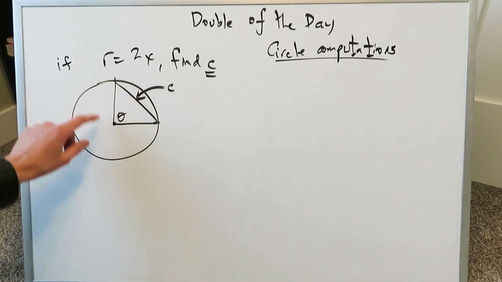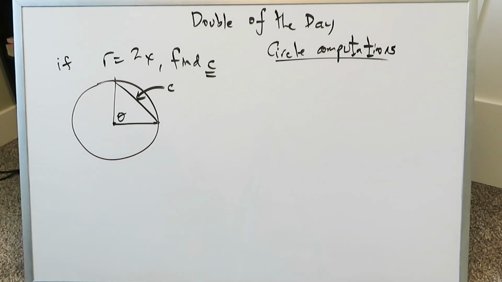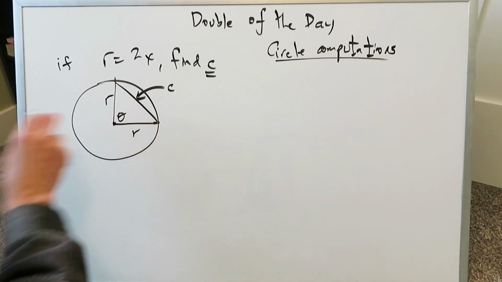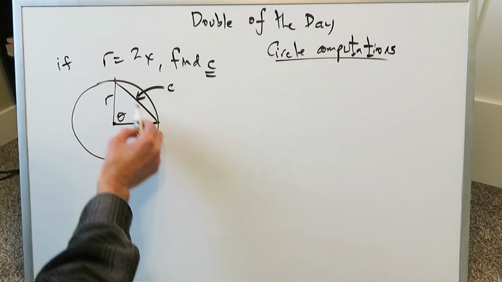If the radius is 2x, we have a certain angle here, theta. You cannot assume that to be 90 degrees just because it looks like it. We know we have a radius here, we have a radius here, and this here is my center. How can we determine this?